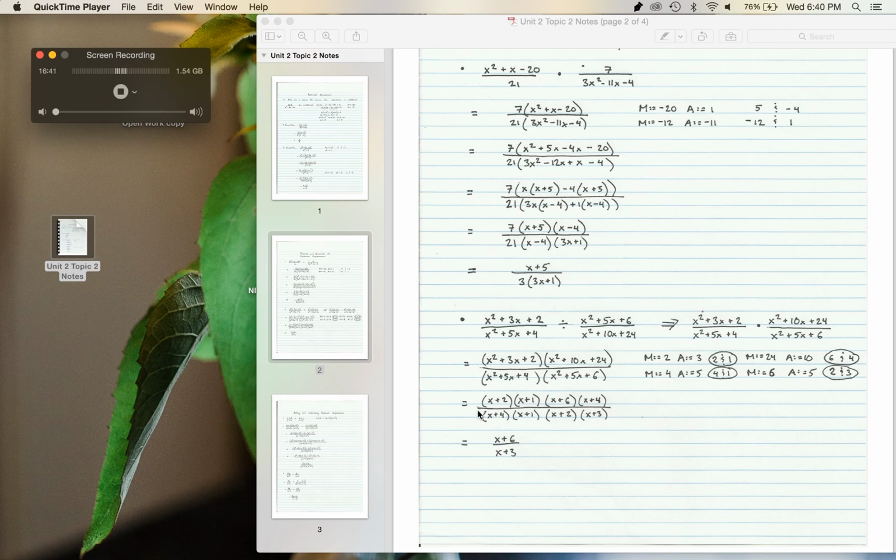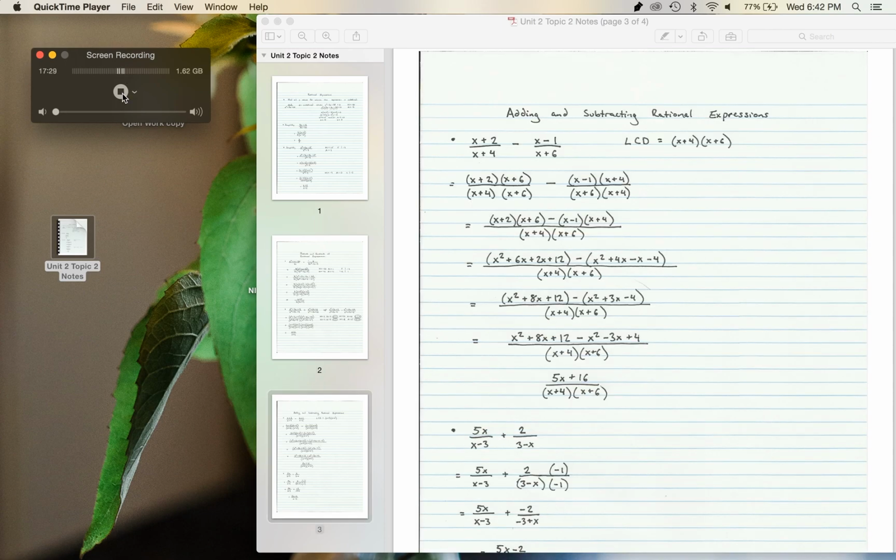Okay, so now I have 4 factors multiplied across the top, 4 factors multiplied across the bottom. I'm free to cancel out anything that's a common factor or appears the same on the top and the bottom. So x plus 2, I have an x plus 2 on the bottom. Those will cancel. x plus 1 will cancel with x plus 1. x plus 6 won't cancel with anything here, but x plus 4 will cancel with this x plus 4. So I'm left with the x plus 6 on the top and the x plus 3 on the bottom. This is the result of this very complicated looking division of rational expressions.